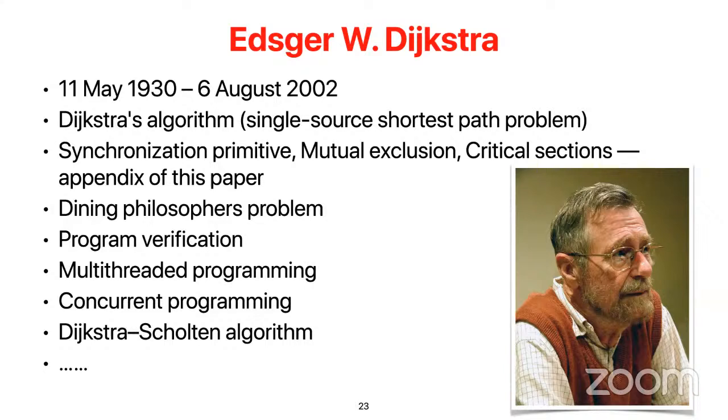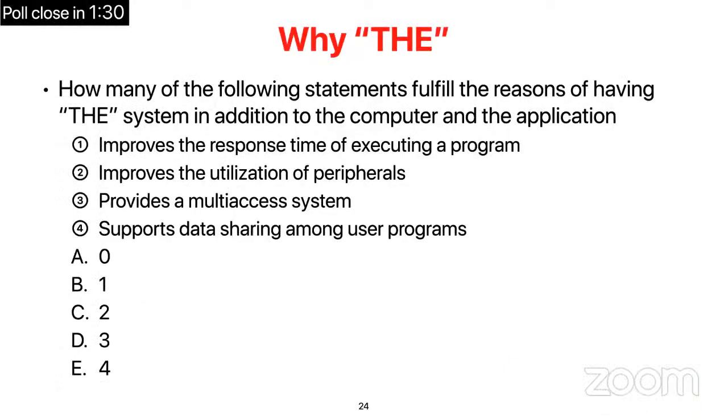And if you are in software engineering, the whole theory of verification of program correctness was established by Dijkstra. The first person who talked about multi-threaded programming, concurrent programming, and a lot of other contributions are all by Dijkstra. So Dijkstra is everywhere in computer science. However, one of the very early papers that Dijkstra wrote is the paper that you read, the THE paper.